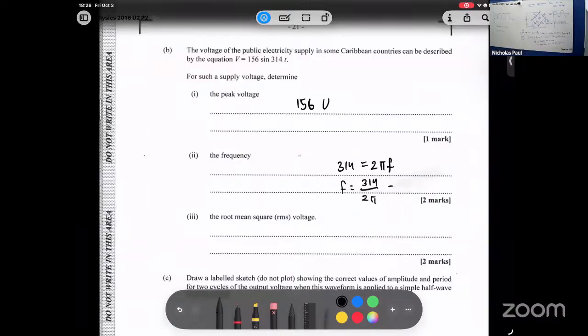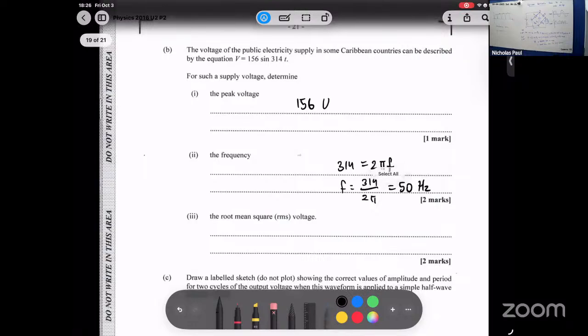314 over 2 pi. How much is that? Okay, alright. Let's try 50. So it's 49.975. So it's approximately 50. So 314 divided by 2 pi, right? Yeah. Okay, next, root mean square.